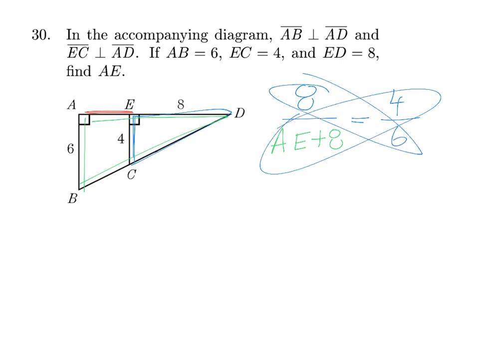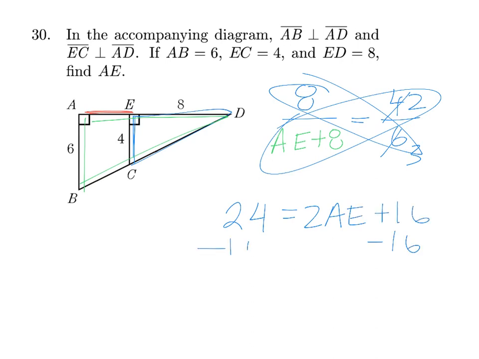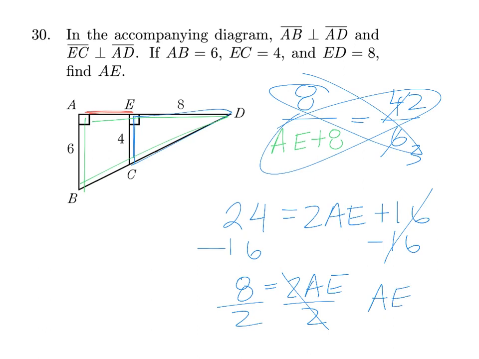I'm going to cross multiply. I'm going to simplify this side, 2/3. So I have 24 is equal to 2 times AE plus 16. I'm going to subtract 16. And then I have 8 is equal to 2AE. Divide by 2, and AE is equal to 4. Done.